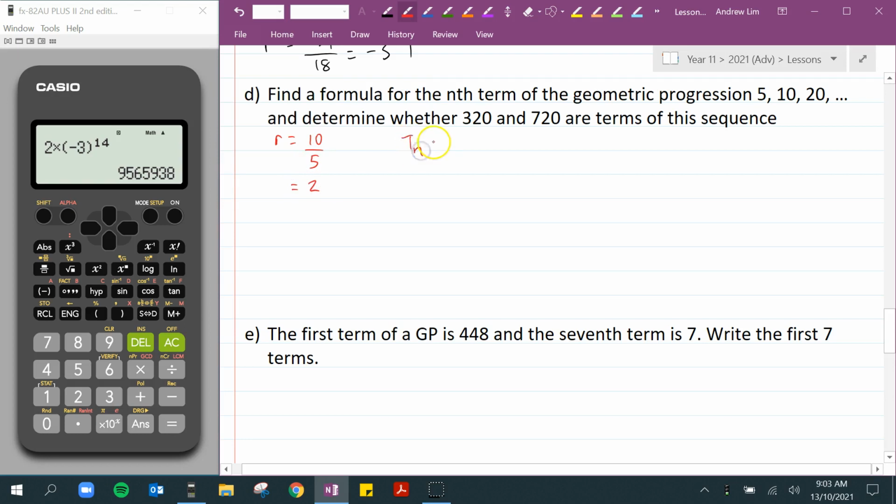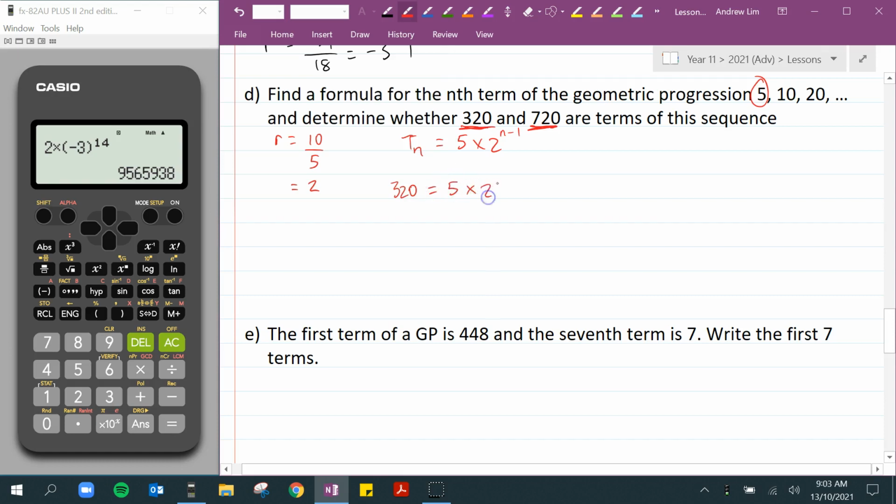So the nth term is equal to A, which is 5, times the common ratio to the power of n minus 1. Now we need to determine whether 320 and 720 are terms of the sequence. So I'm going to sub these values into the nth term, Tn. When I solve this, if n is a whole number, then it is a term, because n has to be a positive integer. However, if n is not a positive integer, then it's not a term of the sequence. So let's start with 320.